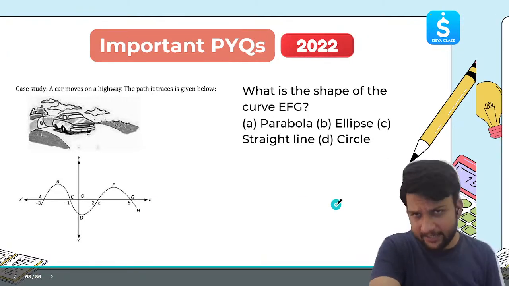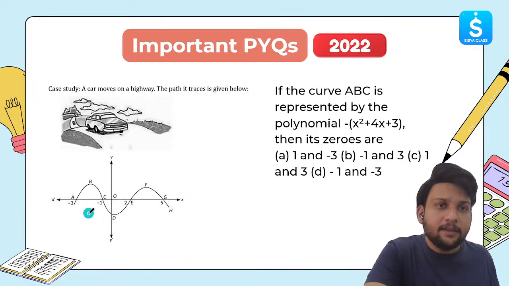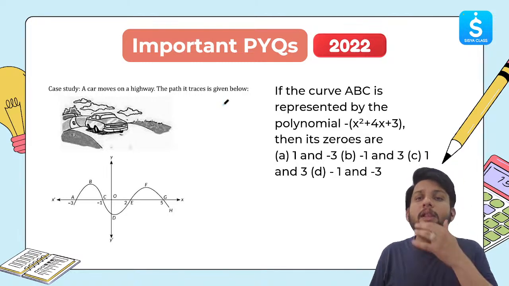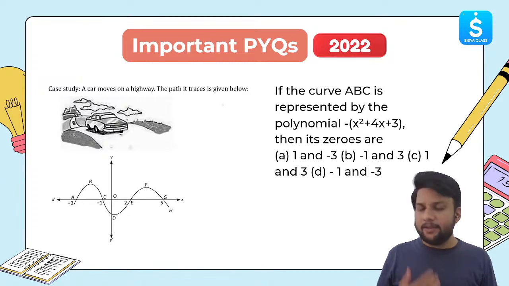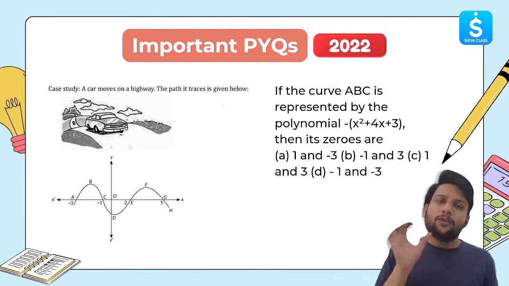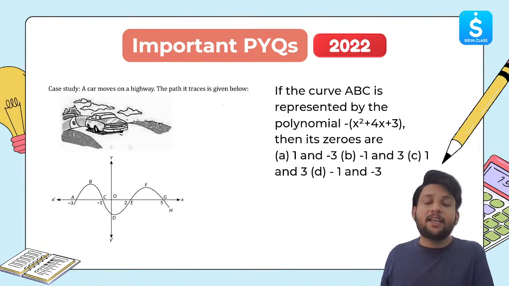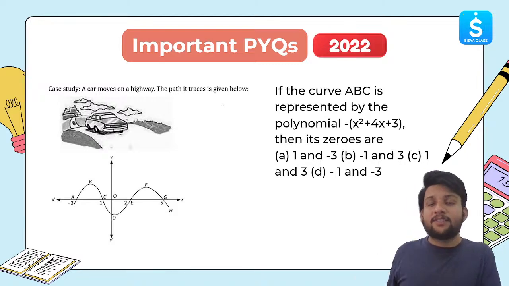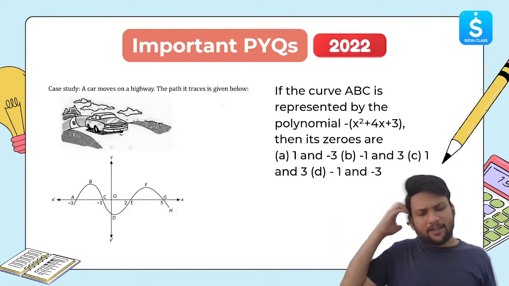Straightforward. Next, the curve ABC. Now this is the curve ABC. Again a parabola, represented by the polynomial minus x squared plus 4x plus 3. Then its zeros are what? Now see, there are two ways of attacking this question. First of all, you have this parabola in front of you. You factorize 4x as 3x plus x, so I will get x squared plus x plus 3x plus 3. You take x common, x plus 1, and 3 common, x plus 1, then I will get x plus 1 times x plus 3 equals 0, so x equals minus 1 and x equals minus 3. So I have one method to do that, but again, it is taking time.